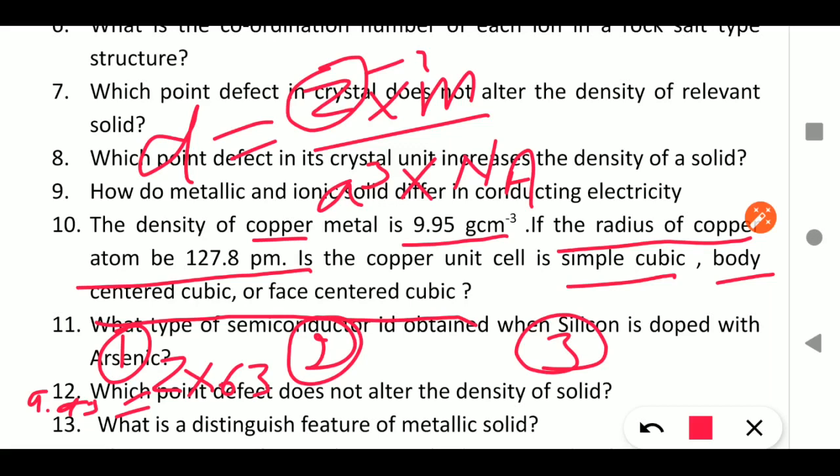Okay, you will do this by yourself. Then what will you do? You will put the relation between A and R. Okay, what is given to you?